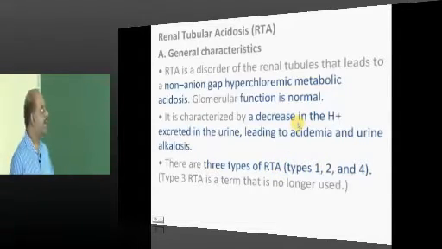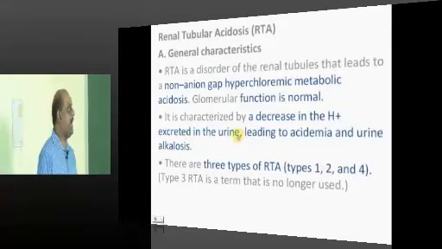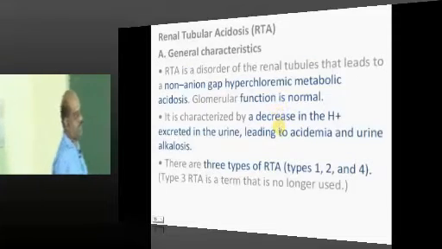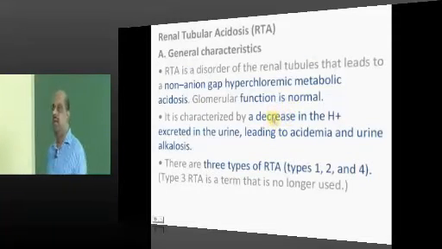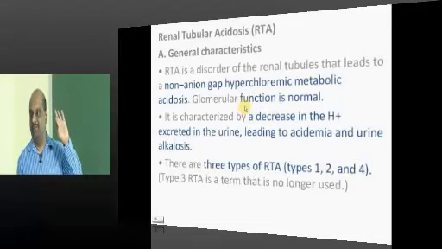Either there is a decreased H plus secretion or increased bicarbonate loss into the urine, which leads to the development of renal tubular acidosis. There are mainly three types, 1, 2, 4, there is no 3.